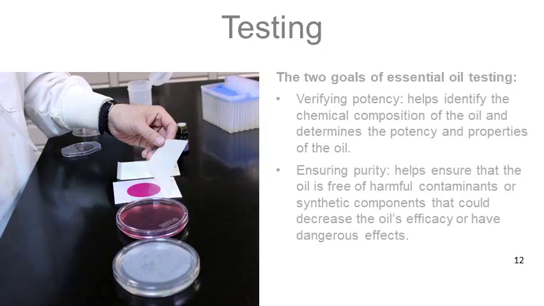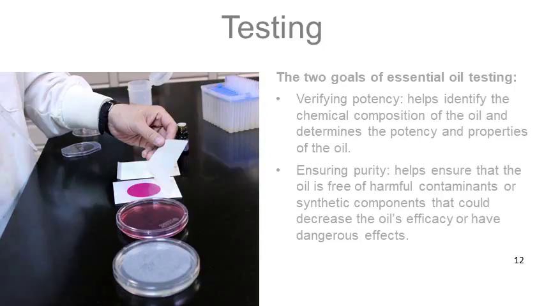There are several tests that essential oils must undergo to ensure quality. However, the main goals of quality assurance testing are to verify potency and ensure purity. Verifying potency helps identify the chemical composition of the oil and determines the potency and properties of the oil. Ensuring purity helps ensure that the oil is free of harmful contaminants or synthetic components.